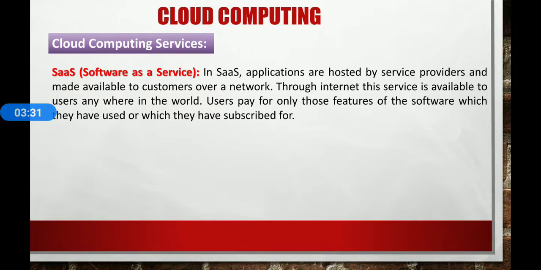SaaS uses service-oriented architecture, in short SOA, or web services. Through the internet, this service is available to users anywhere in the world. Users pay only for those features of the software which they have used or subscribed for. With SaaS, users do not need to purchase and install full software.